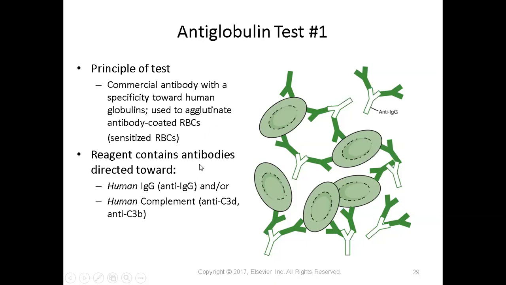So antiglobulin reagents contain antibodies that are directed towards human IgG. Okay, here's where you have to wrap your head around it. It's an antibody against human IgG, okay? And or an antibody directed against human complement, which is usually C3, so either anti-C3d or C3b.